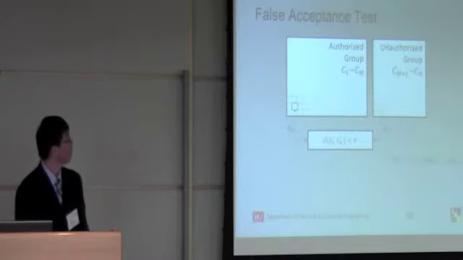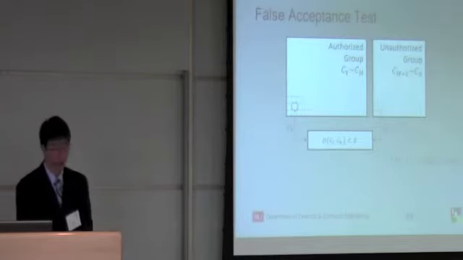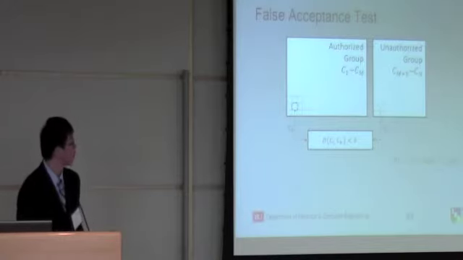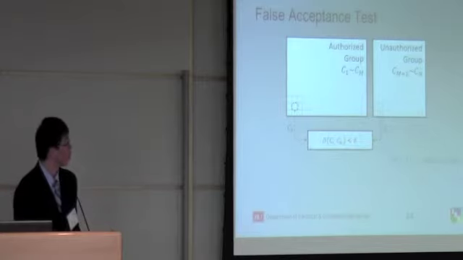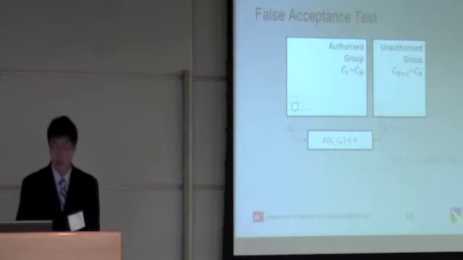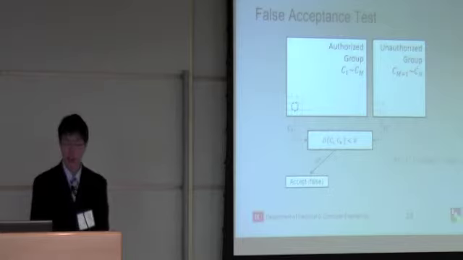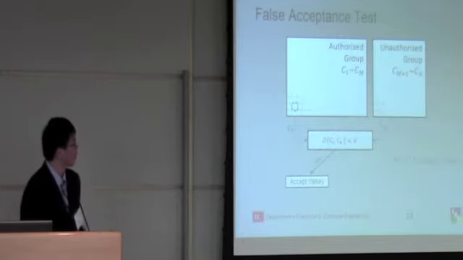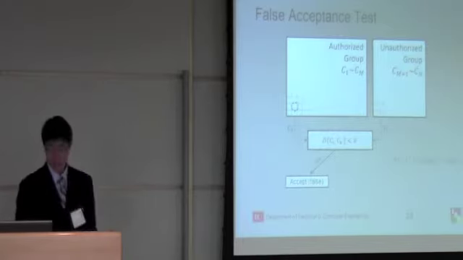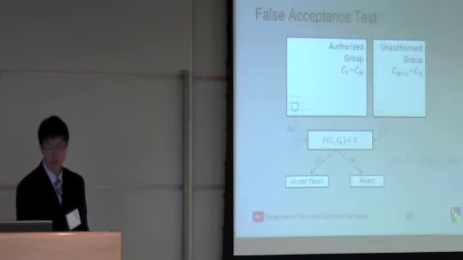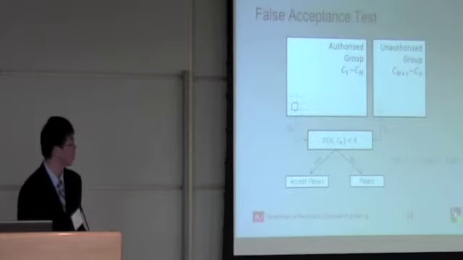In the false acceptance test, we take one individual out of the unauthorized group, and we compare it to all of the authorized group, using the same nearest neighbor approach. If the closest match is below the threshold, we accept the user. However, because this user is unauthorized, it is a false acceptance. If the distance is larger than or equal to the threshold, then the person is rejected, which is correct.